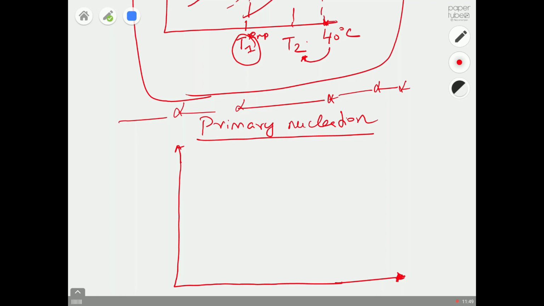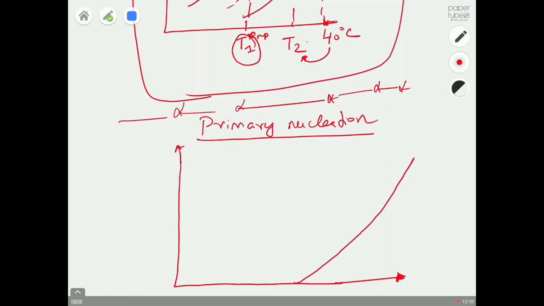Or if you want to manufacture some product, you have to know this metastable zone width. I will tell you quickly why. Especially when we are going to deal with some chiral compounds and a few other things. I will come back to that later. For the moment, let's see what primary nucleation is.